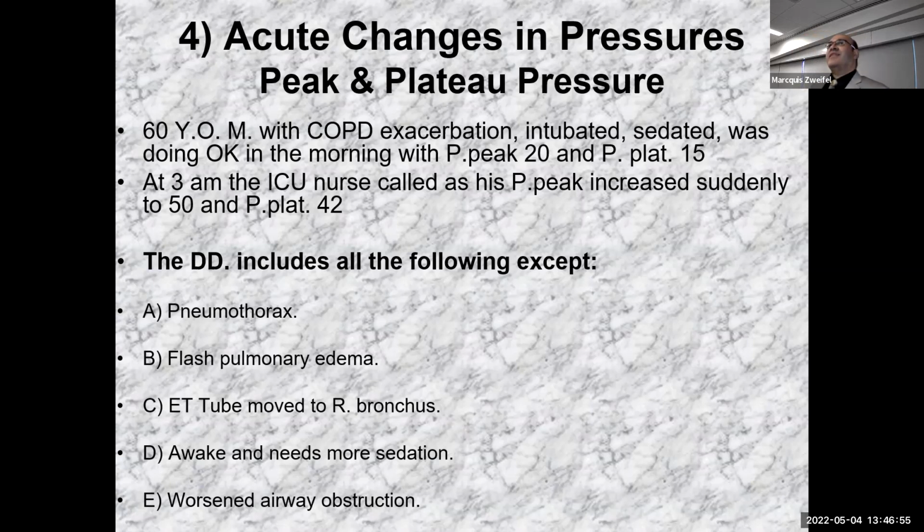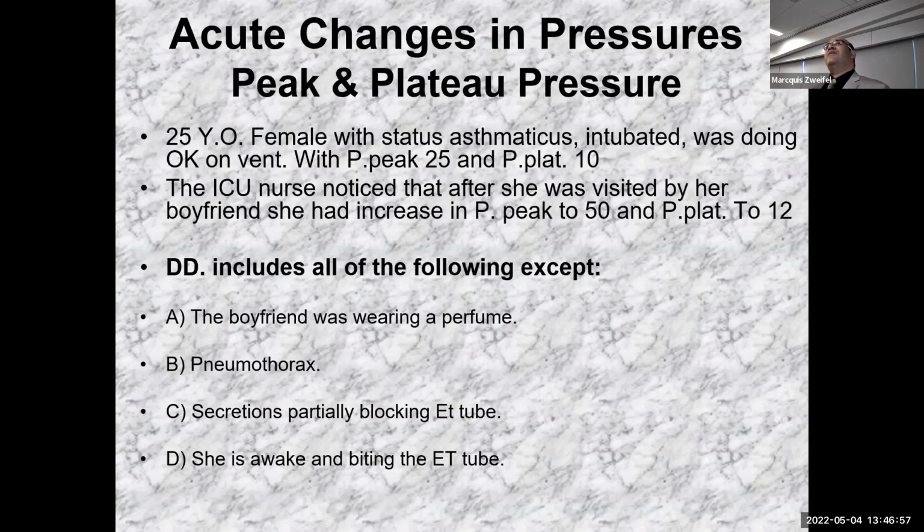and you will have increased plateau pressure and peak pressure. Make sense? The other question is a 25-year-old female with status asthmaticus, intubated, was doing okay on the vent, peak pressure 25, plateau pressure 10. The ICU nurse called you because the peak pressure went to 50, but the plateau pressure didn't change much, to 12. So we have increased peak pressure with no change in the plateau pressure. Which of the following does not cause that problem?